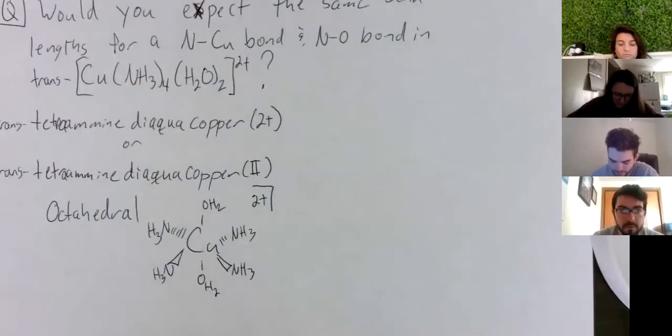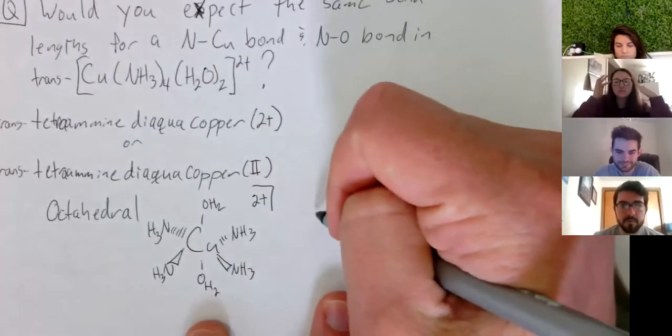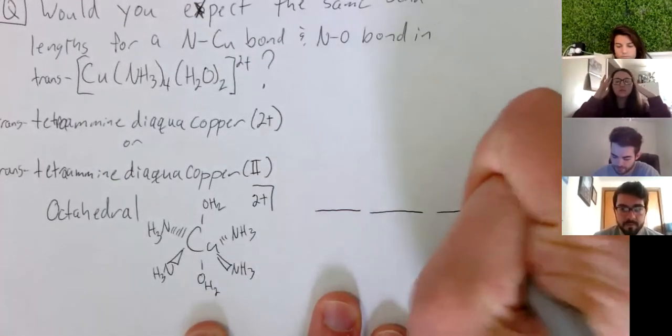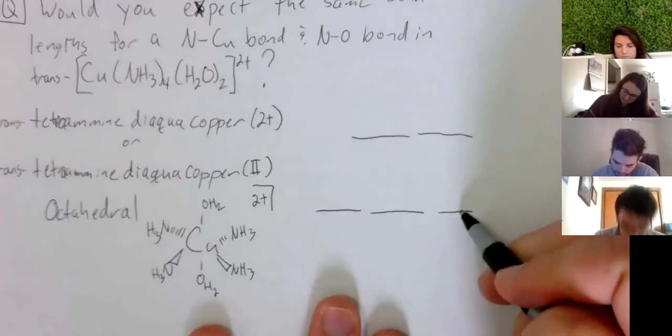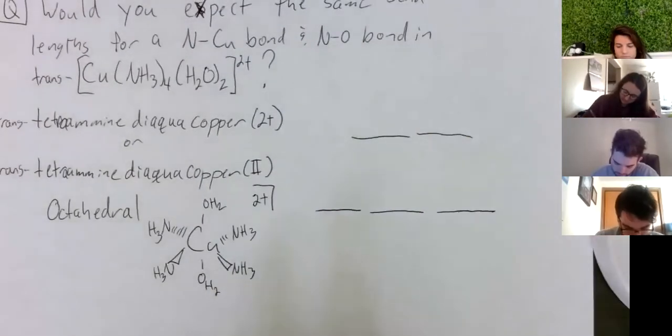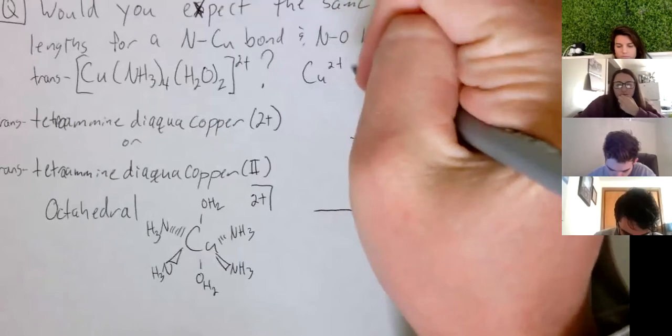We could draw the crystal field diagram. So, yeah, probably come up with what its crystal field splitting is. How many electrons do I need to draw? Copper's a 2 plus. So Cu2 plus.